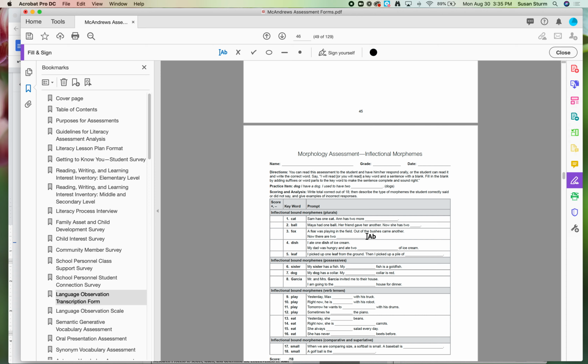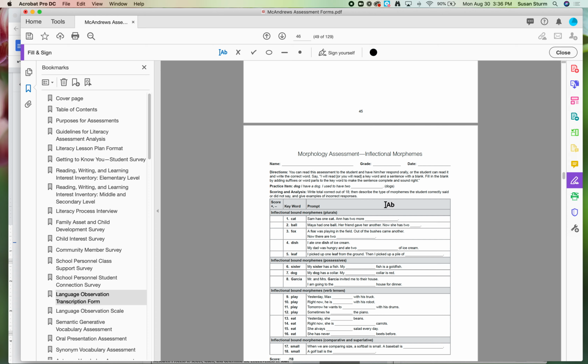So for the procedures for this one, the assessment can be read to a student who responds orally, or the student can read it if they're a bit older and write the correct word. The teacher starts by saying, I will read a key word and a sentence with a blank. Fill in the blank by adding suffixes or word parts to the key word to make the sentence complete and sound right. The teacher then gives the practice item.